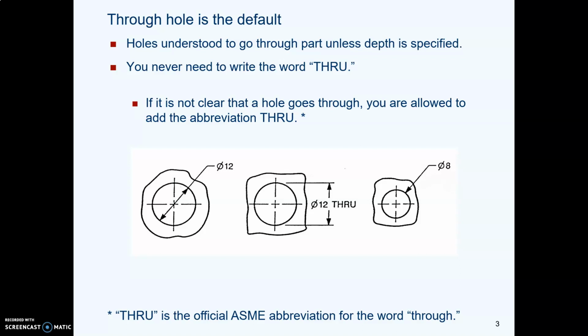So first of all, thinking about hole depth. ASME says that a through hole is the default. In other words, if you do not give a depth of hole, it is understood that that hole goes all the way through the part. Now you will see some people write this abbreviation, through. It's not necessary to do that.